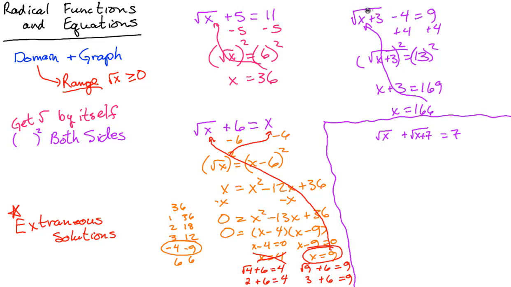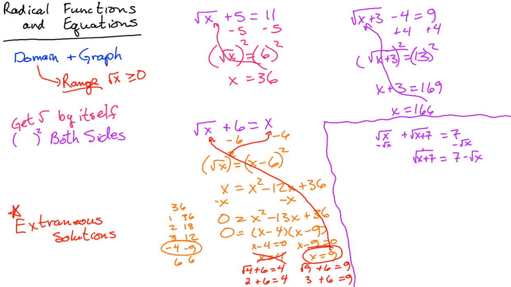Here we were able to isolate the square root by itself, and here you have to, unfortunately, focus on one square root at a time. So I'm going to focus on this one. He looks ugliest, so I'm going to get him alone. Square root of x minus the square root of x. And so I have square root of x plus 7 equals 7 minus the square root of x.